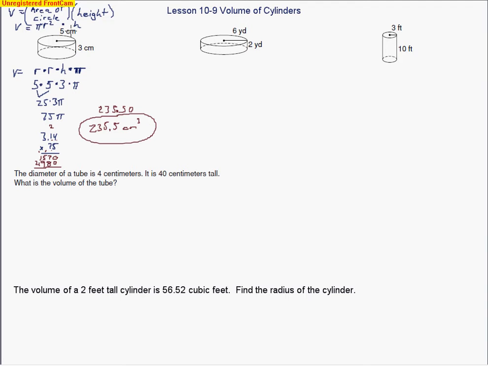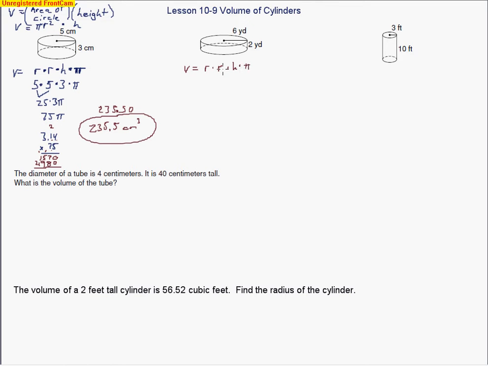So area is squared times the height, which is just units, and then that makes units cubed. So let's take a look at our next problem here. We have a 6 as our radius, 2 is the height. So we're using the same formula: volume equals radius squared times height times pi.